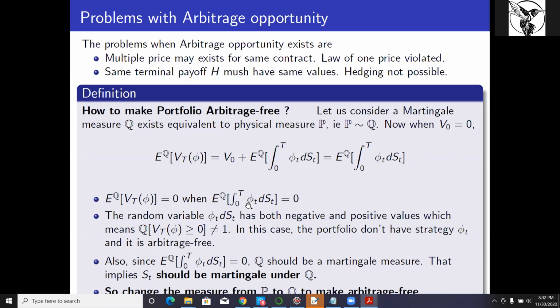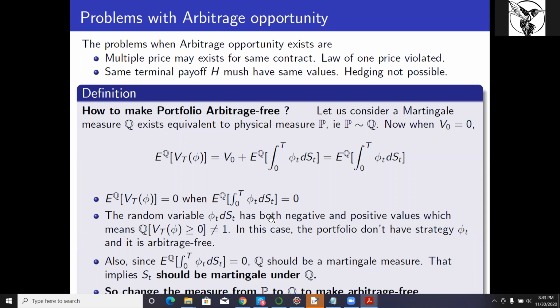Now this is a random variable, right? dS is a random variable, so this is a random variable. It may have both positive and negative values. That's why this expectation is 0. Expectation is 0 means it will have both negative and positive values. So under this measure, we can certainly say that VT with that strategy phi is greater than or equal to 0, but it is not equal to 1, because both negative and positive values are there.